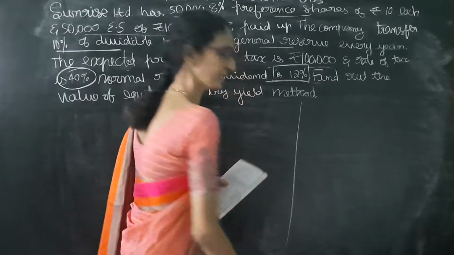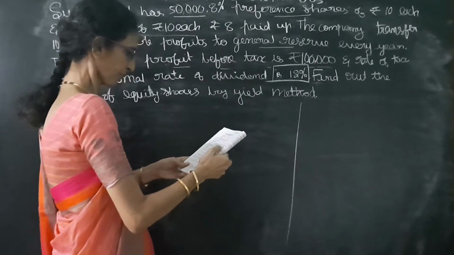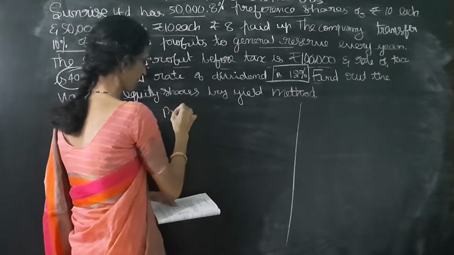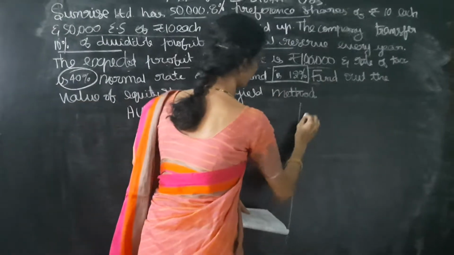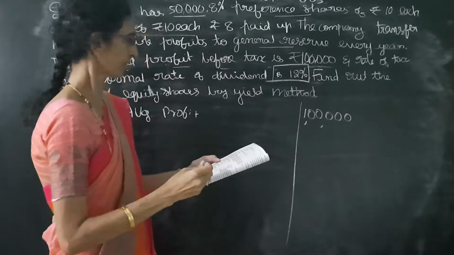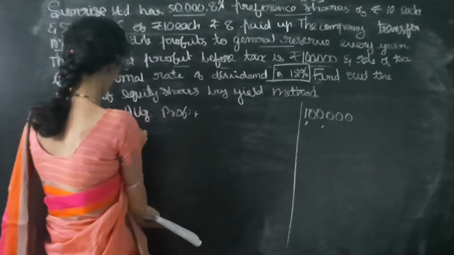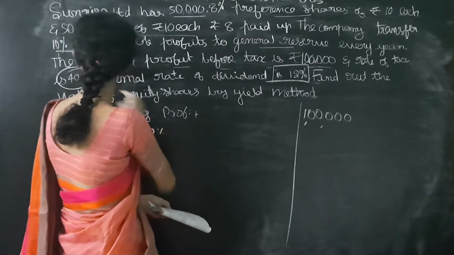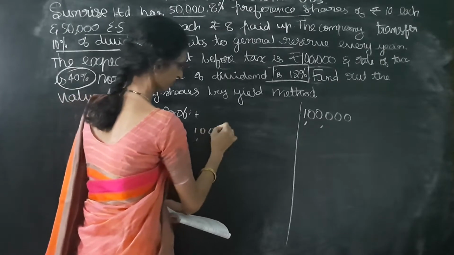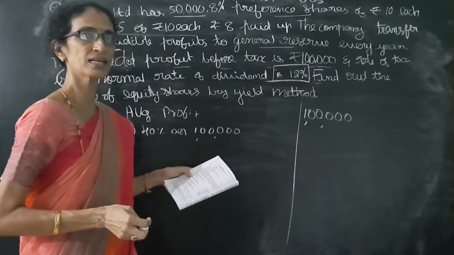Then in this case, how can we calculate the value of shares under yield method? First we have to take into consideration the average profit. So average profit is given, 1 lakh. Then tax is given. So first we have to deduct the tax. So tax is given 40%. So we have to deduct 40% tax on this 1 lakh. See here, first we have to deduct the tax. Then afterwards we have to deduct the general reserve.